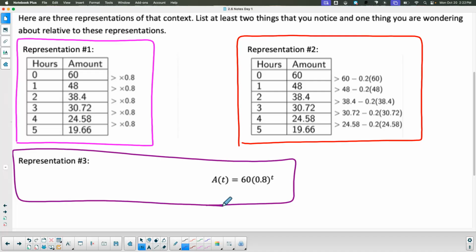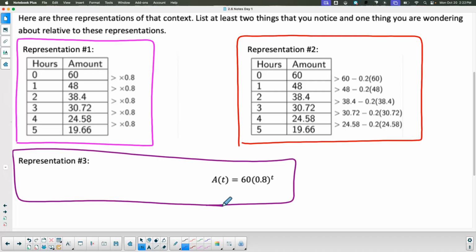Right off the top, without diving headfirst into it, do you notice anything goofy? And give me the color that you notice goofy with. So representation number 1 is pink, representation number 2 is red, representation number 3 is purple. They all have decimals. They all start with 60. They all are decreasing.